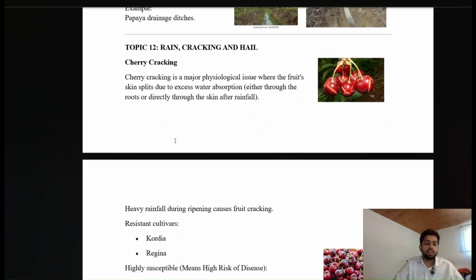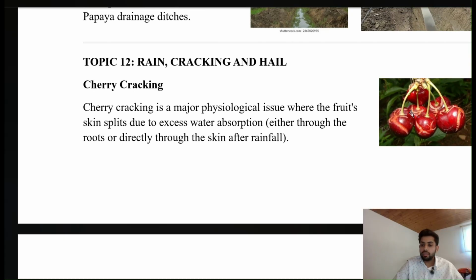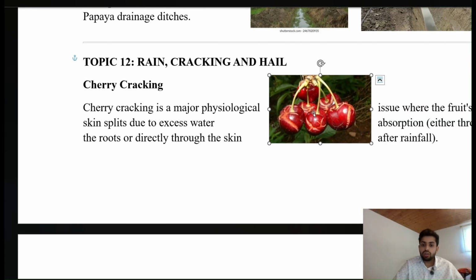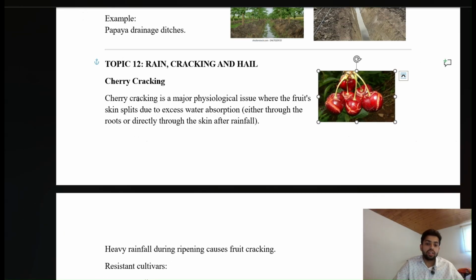And the next one is rain and cracking, and hail. Okay, so in a cherry crop you see that there are cracks in between. This is very famous, and we should avoid it. This is known as cherry cracking, which is a major physiological issue where the fruit's skin splits due to excess water absorption. If the fruit absorbs more water, and if there is more rainfall, then the fruit starts to crack, either through the roots or directly through the skin after rainfall, as I said.